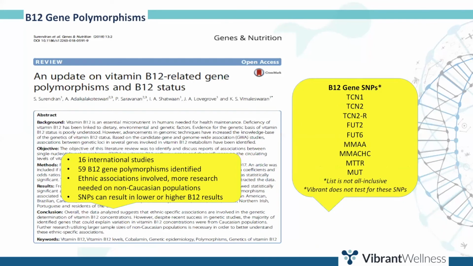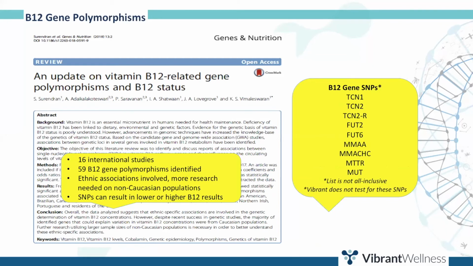And sometimes, as you know, patients aren't the best historians. There are a number of B12 gene polymorphisms. This was an interesting study published in 2018, based on 16 international studies, and they identified 59 different B12 gene polymorphisms.